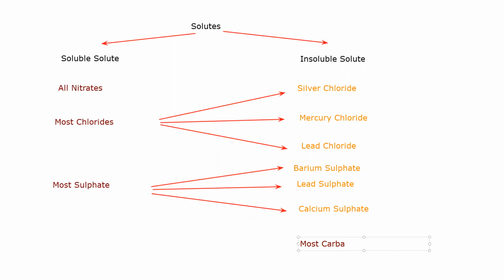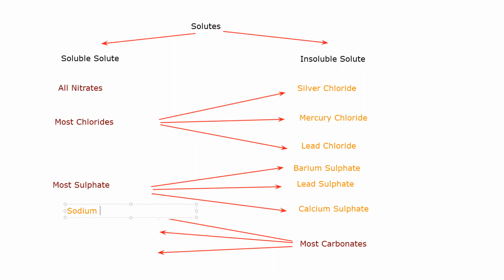All the solutes are in solid form, but when water is added, some of them dissolve and some of them do not dissolve. So most of the carbonates are insoluble except three of them. Three of them mix. What are the three? Which mix with water? Sodium carbonate, potassium carbonate, and ammonium carbonate.